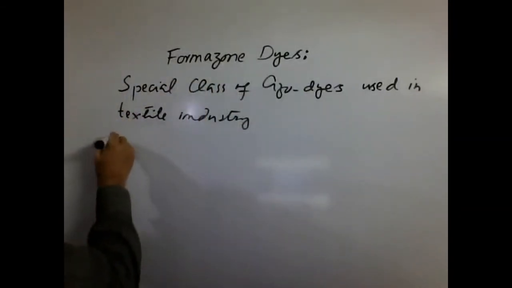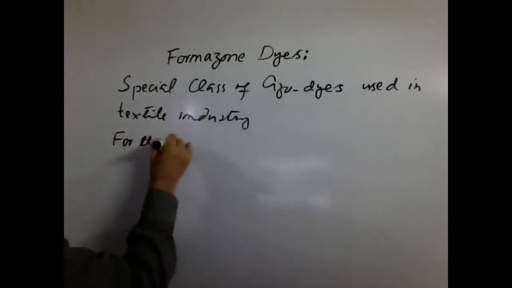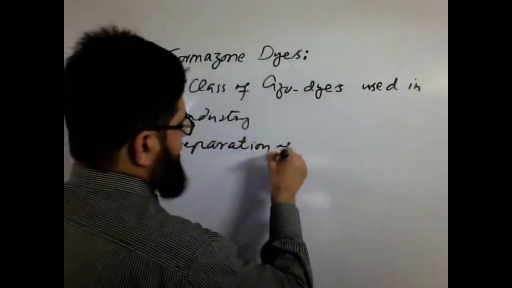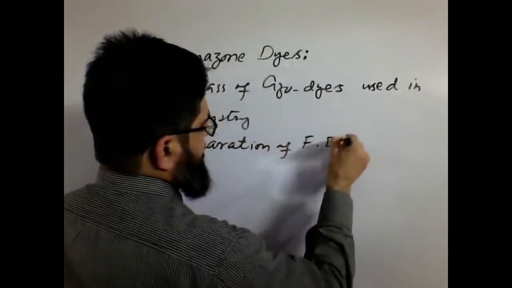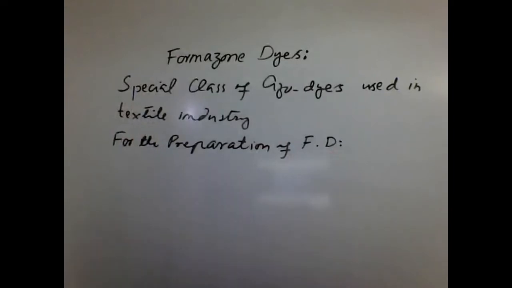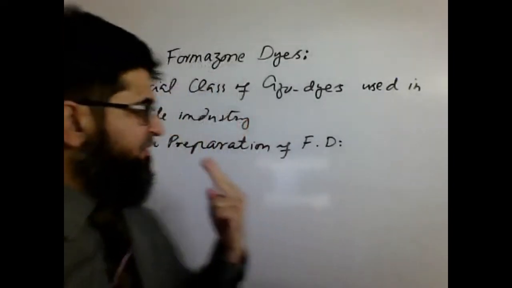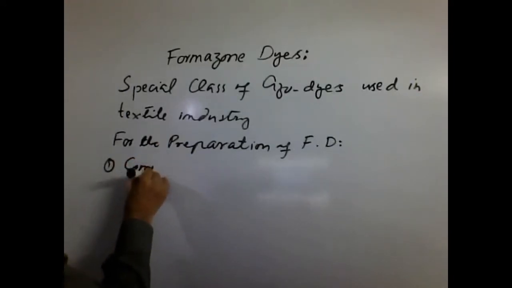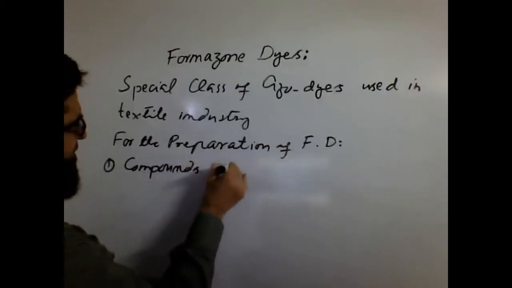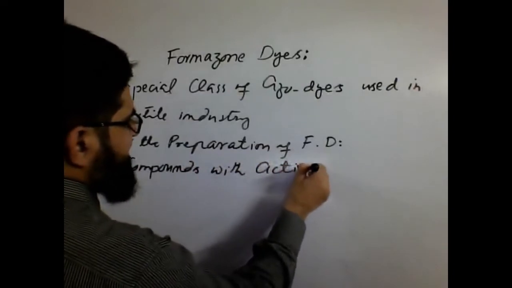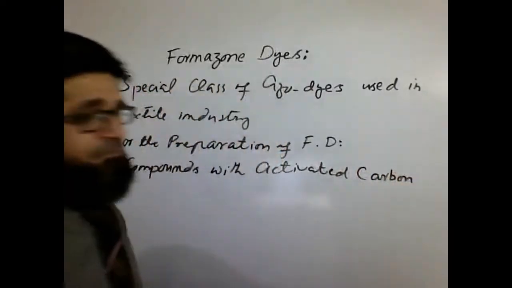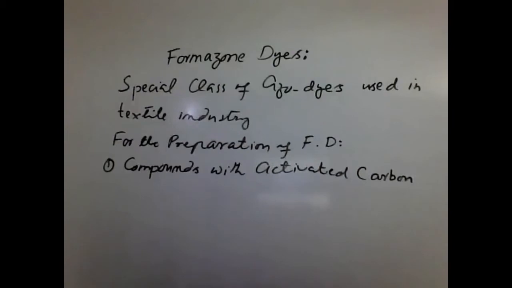For the preparation of Formazone dyes, we need two things. What are the two starting entities required? Number one, we need compounds with activated carbon. Compounds with activated carbons are required for the preparation of Formazone dyes.